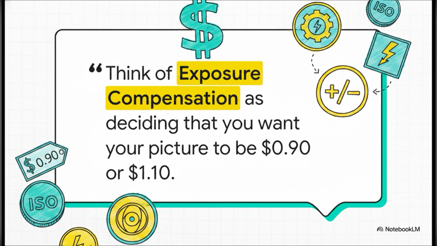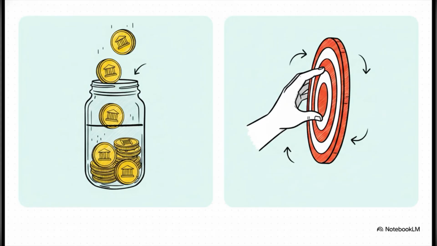It goes like this. Think of your ideal exposure as a dollar. Your shutter speed, aperture, and ISO are just the specific coins, the dimes and nickels you use to add up to that dollar. But exposure compensation? That changes the total price entirely. It lets you decide, hey, I actually want this picture to cost 90 cents, or maybe $1.10. Visually separating these two functions is a total game changer.